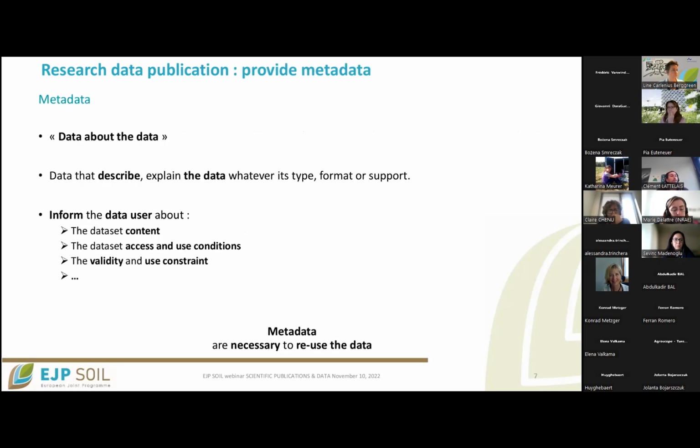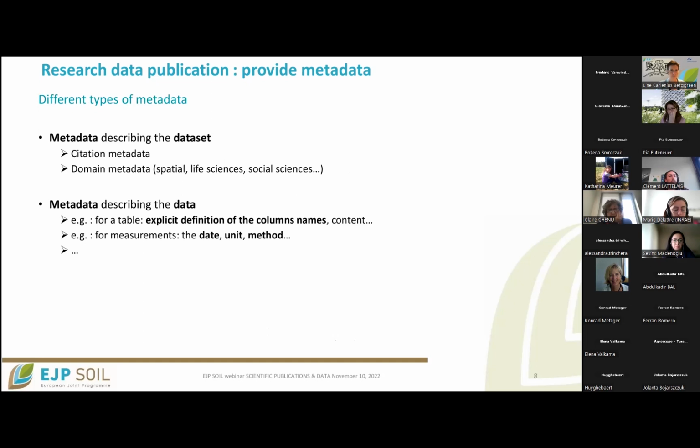Metadata is data about the data, and it is what describes and explains the data, whatever its type. It informs the data user on its content, on the access and use conditions, the validity, the use constraints, the agreements, everything. They are necessary to reuse the data, and it is very important to publish them as rich as possible. That's what is expected by Horizon Europe projects. So you have several types of metadata, we could say.